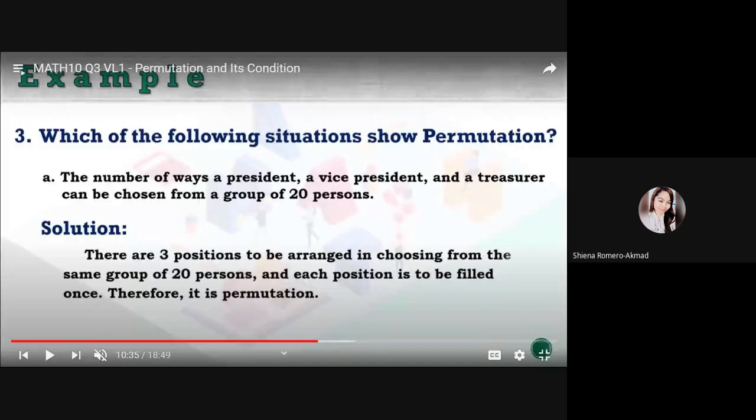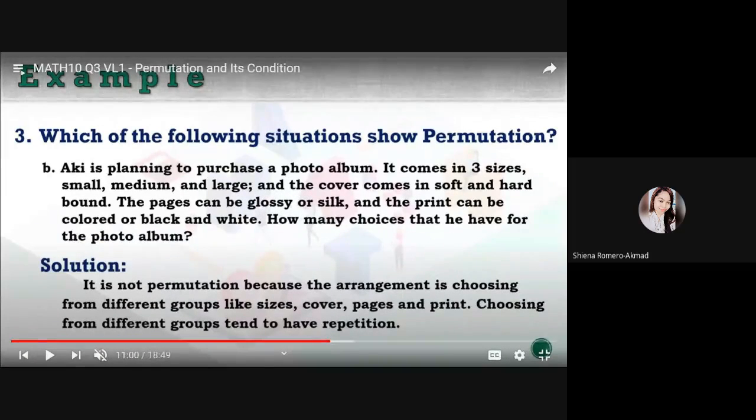And you have to choose from the same group. And each position can be filled once. Therefore, it is permutation. For letter B, it is not permutation because the arrangement is choosing from different groups like sizes, cover, pages, and print. So choosing from different groups tend to have repetition. When we say repetition here, it pertains to the repetition of the arrangement.